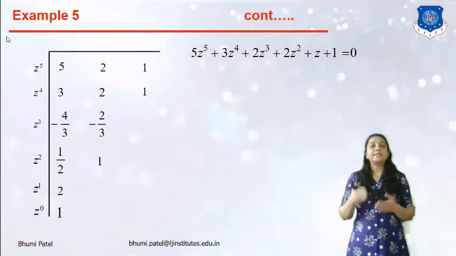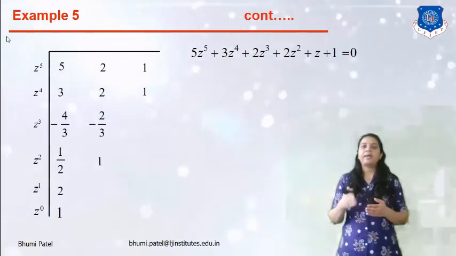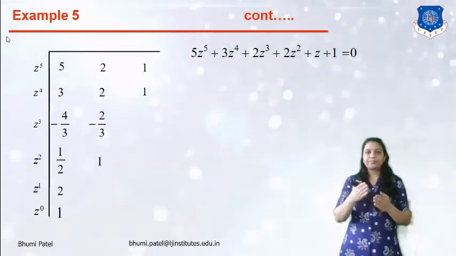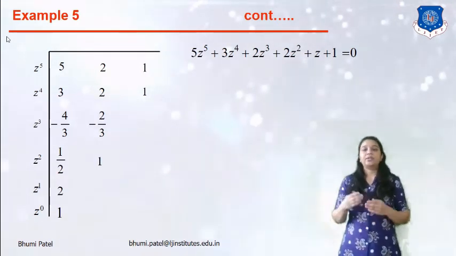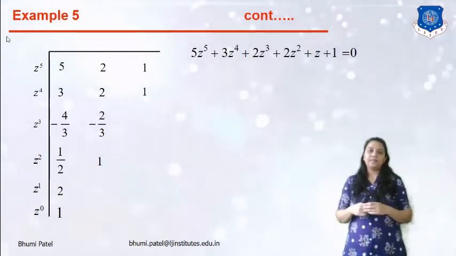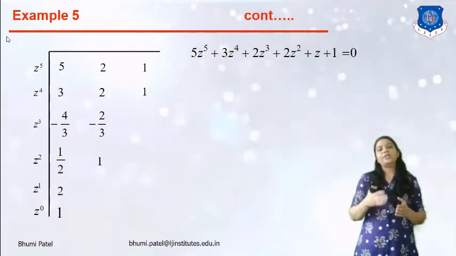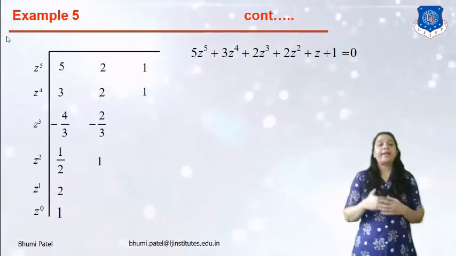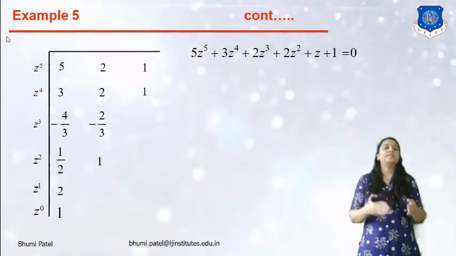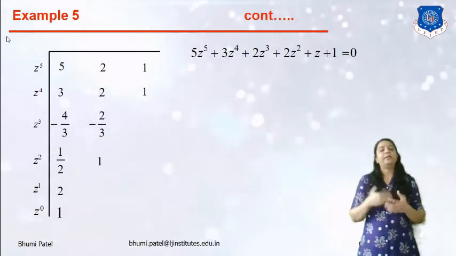After that we can skip the 2z cube term and write the coefficient of z square, which is 2. After that we skip the z and write the constant element, which is 1. So the value of the second row is 3, 2, 1. Now our next target is to find the values of B1, B2, C1, C2, D1 and the final En.